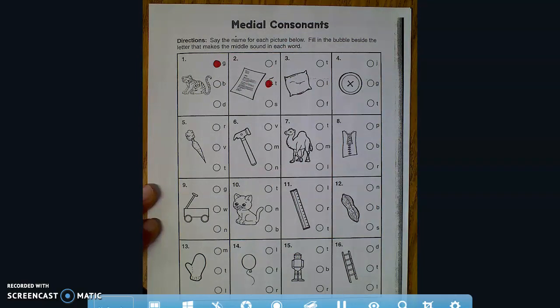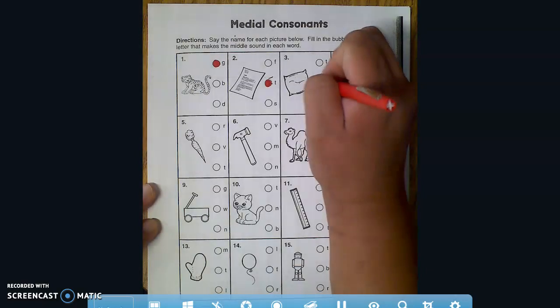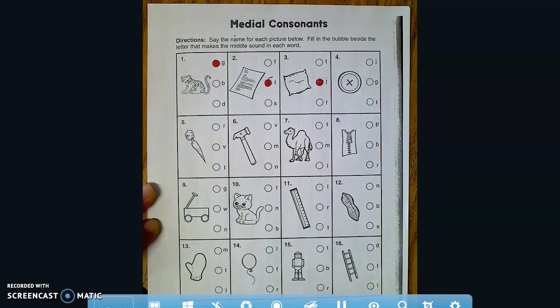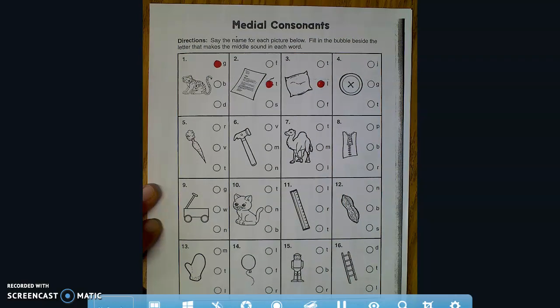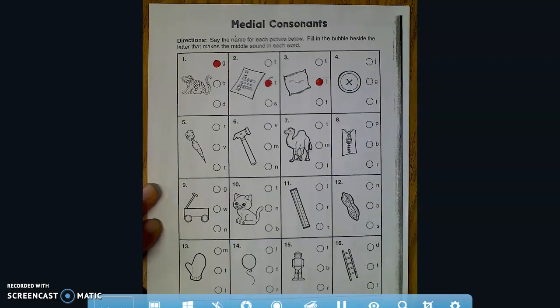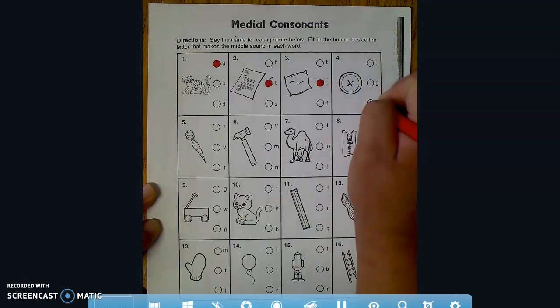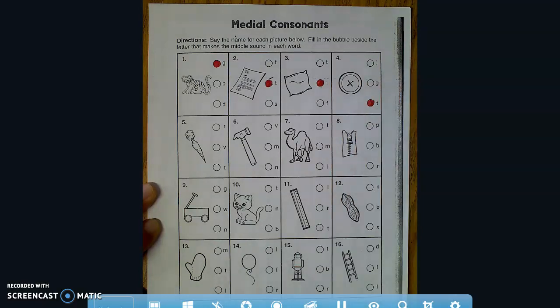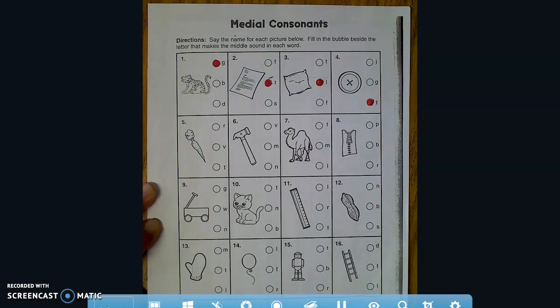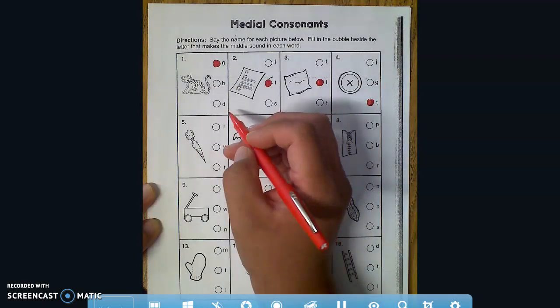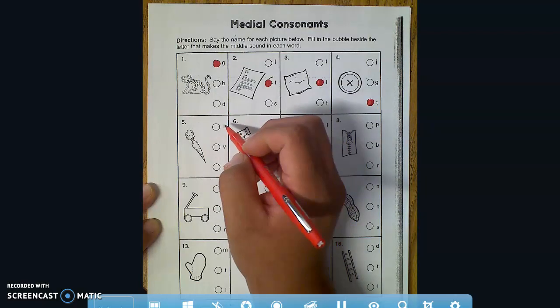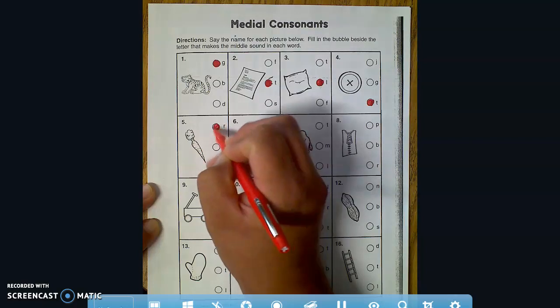Number 3, we have a pillow. Listen for the middle sound, pillow. The L. Number 4 is button. Listen for the middle sound, button, which is a T. Okay, number 5 is a carrot. The middle sound is carrot. The letter R.